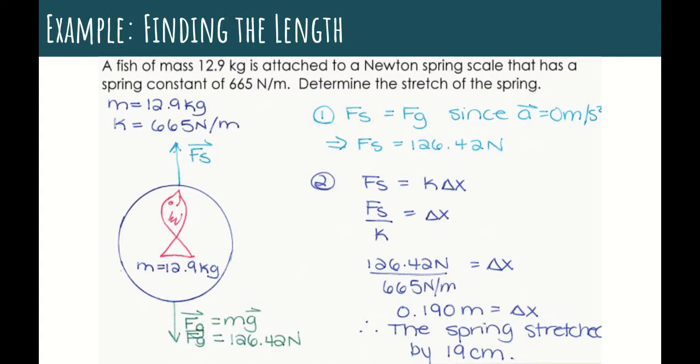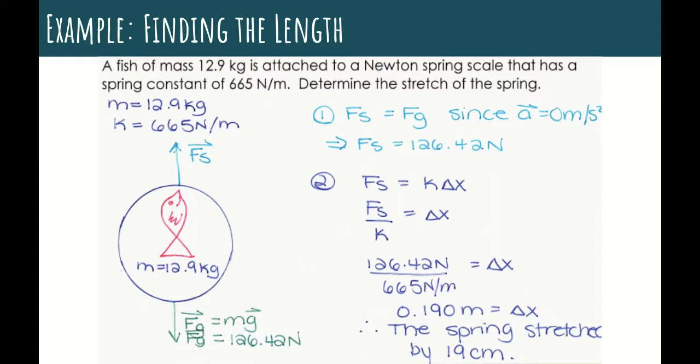We can also make the relationship that the force of the stretch is going to be equal to the force of gravity on that object. So if we know the force of gravity is 126.42 newtons, the force of the stretch also had to be 126.42 newtons, which makes sense, right? The mass is the only force being applied to the spring, so the force stretching it had to be 126.42 newtons.